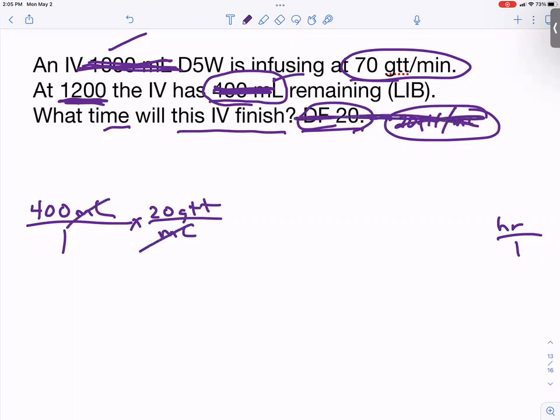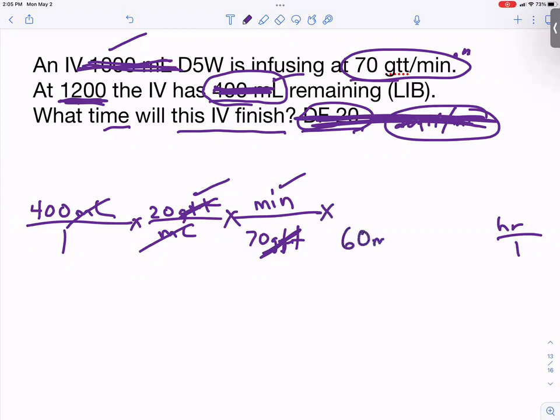I can cross off what I used. So now how do I get rid of drops? I go to my problem. There are 70 drops running every minute. That gets rid of my drops. And now I have minute. So how do I get minute to hour? The same way we have been. There's 60 minutes, and I have to put this down here in the denominator in 1 hour. Gets rid of my minutes, and I'm left with hour, and that's exactly what I want.